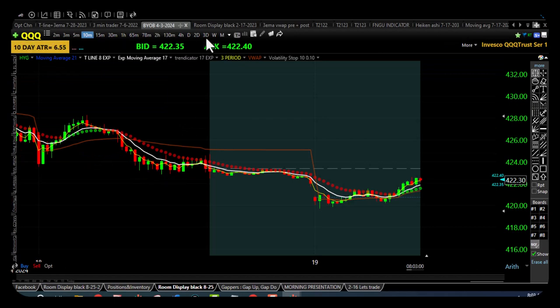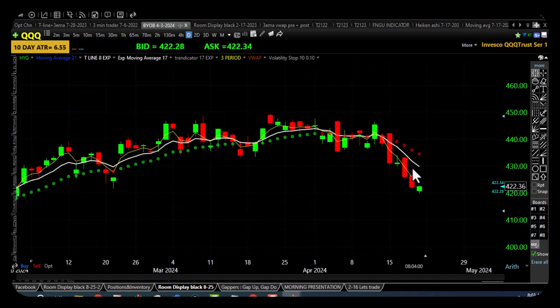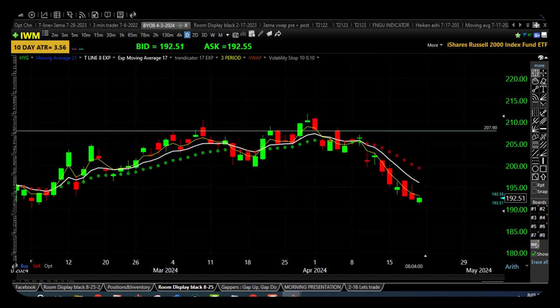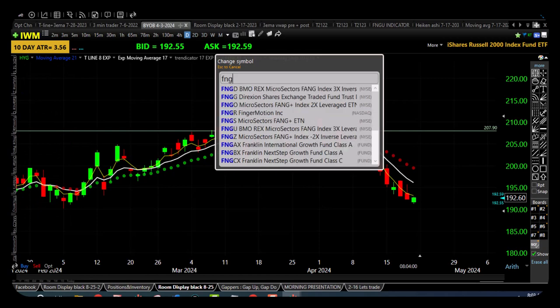All right, let's take a look at QQQ on the daily chart. Okay, lower high, lower low, closing below the trap and below the 17 EMA. Notice all three bearish stack below the falling 17 EMA there. There's QQQ. All right, let's take a look at IWM. IWM, lower high, lower low, closing below the trap. All three below the falling 17 EMA there. There's IWM. All right, let's take a look at FNGU.